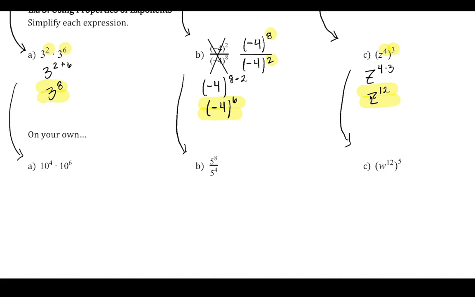So for the first one, for A, we have 10 to the 4th times 10 to the 6th, so we have the same base, both 10. We're multiplying them, so we'll add those exponents. So altogether, it'd be 10 to the 4 plus 6, and then 4 plus 6 is 10. So our final answer is 10 to the 10th power.